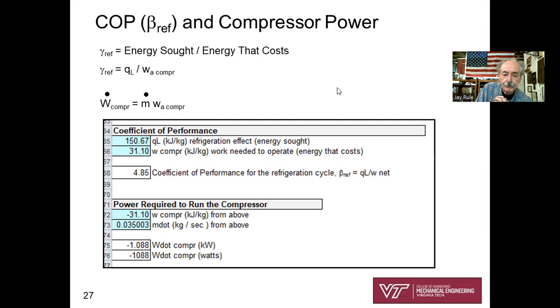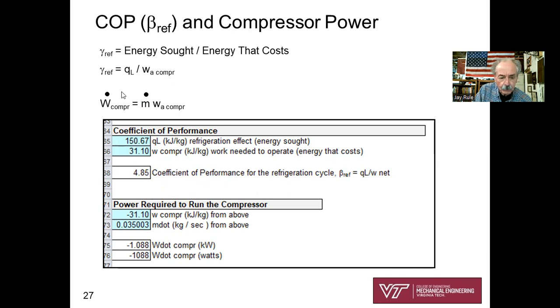Next, we'll do the coefficient of performance, because we've got everything we need for it. Coefficient of performance is energy sought over the energy that costs, q L over W actual of the compressor. We got all of that from work we've done. So our coefficient of performance is 4.85 for a residential unit, a very reasonable coefficient of performance for the real world operating on the vapor compression refrigeration cycle. 4.85 is the COP.